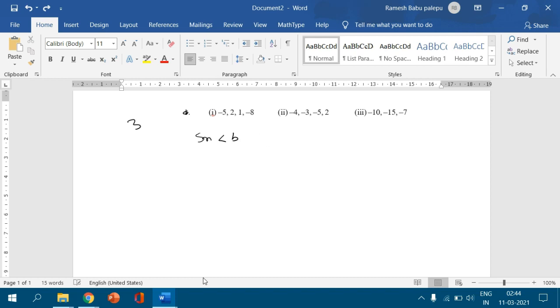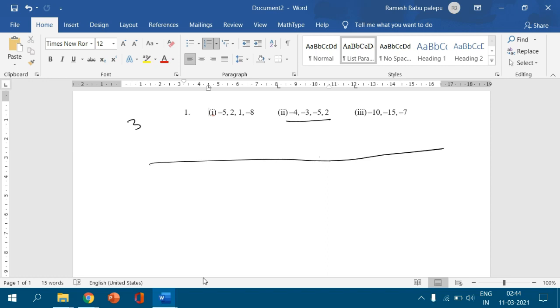Okay friends, I clear this and solve the next one, writing in ascending order: -4, -3, -5 and 2. So again we consider the number line. This is the neutral 0, the right side is positive, that is 1 and that is 2.